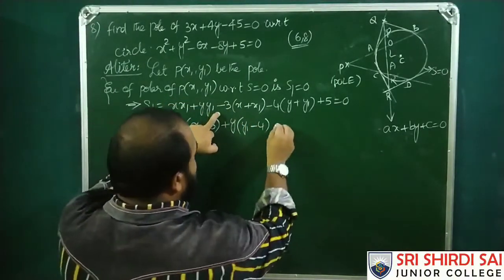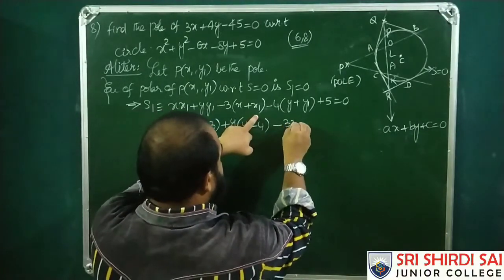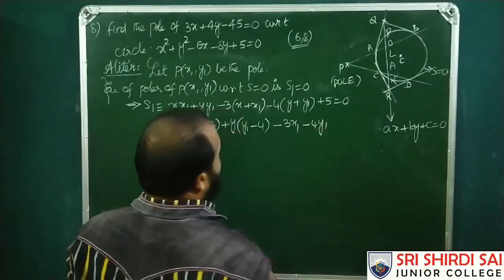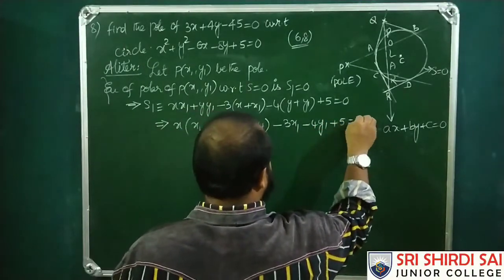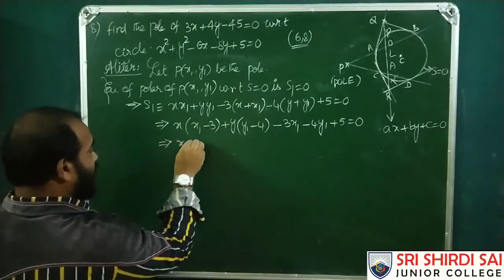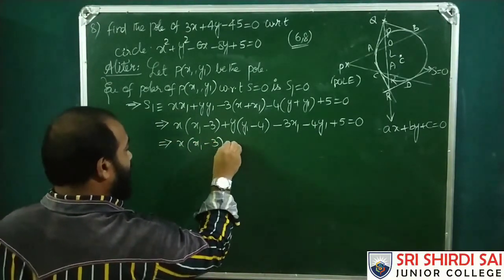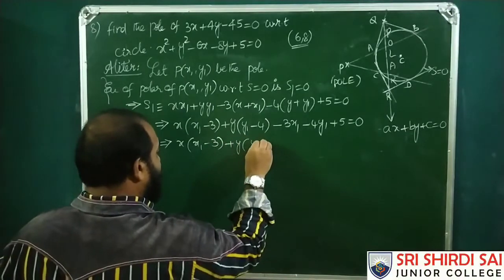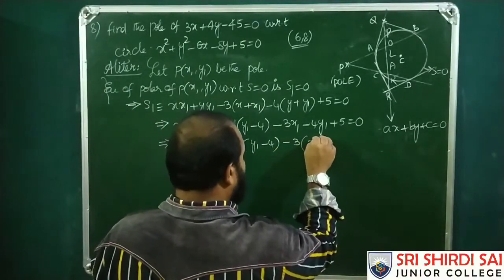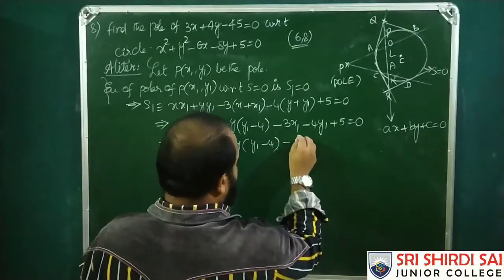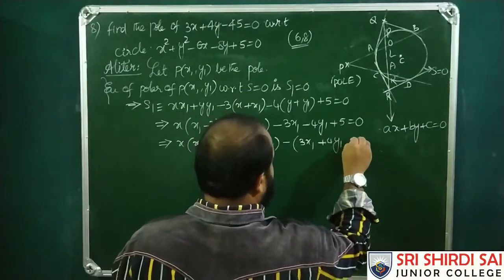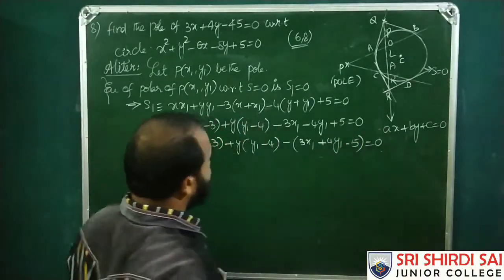So I am left with minus 3x1, minus 4y1, plus 5 equals to 0. So this can also be written as x into x1 minus 3 plus y into y1 minus 4. If you take minus as a common, 3x1 plus 4y1 minus 5 equals to 0.